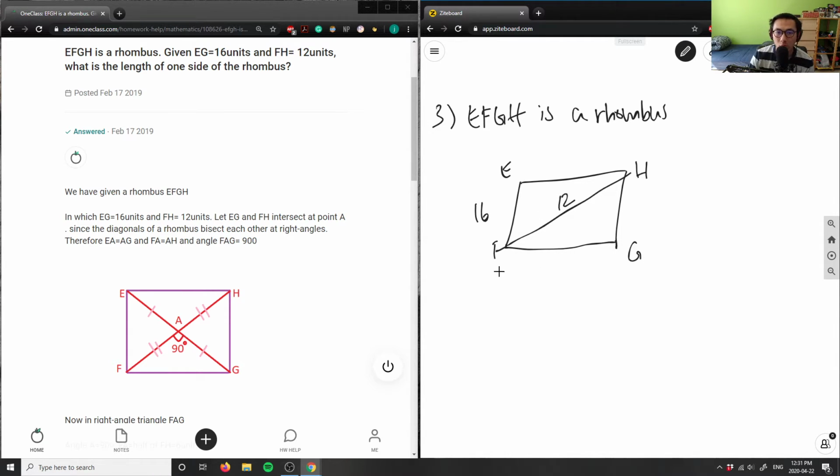What they have here is they drew out the rhombus, and they drew these diagonals bisecting each other at right angles, right? So this is good. Basically they drew from E to G something like this, and this all gives right angles here, right? So that's perfectly fine.